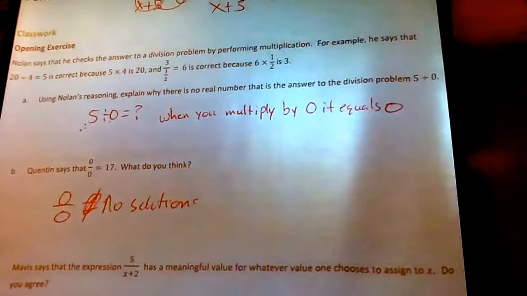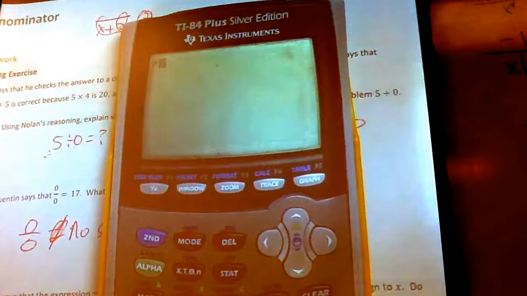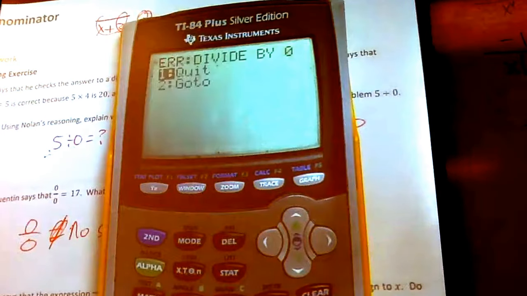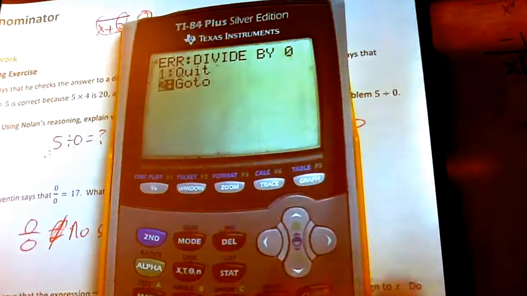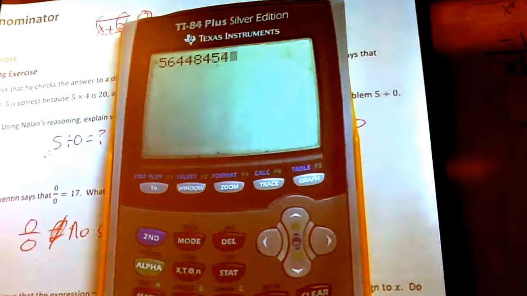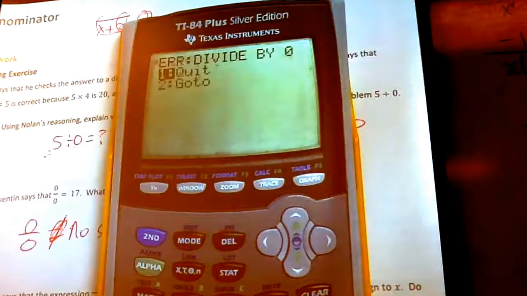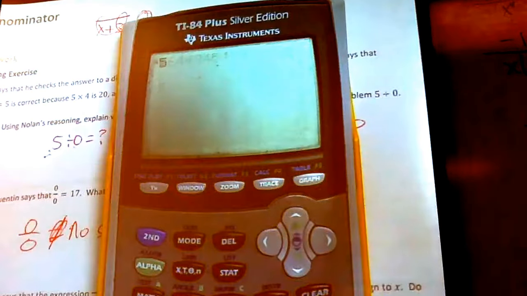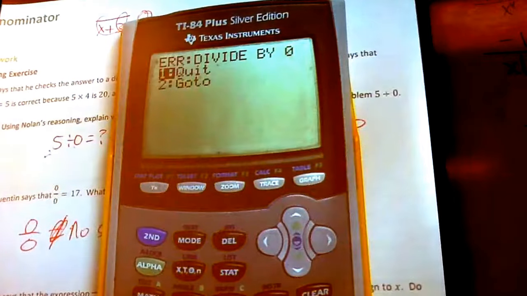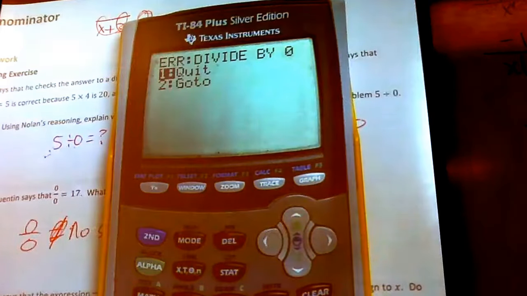Take a calculator, pick a number. It's gonna kill us all. Don't do it. 12 divided by 0. Error. No matter what number you type in and divide by 0, it's an error. How about 0 divided by 0? Error. You can't divide by 0. The black hole. I'm gonna die. It's an error.